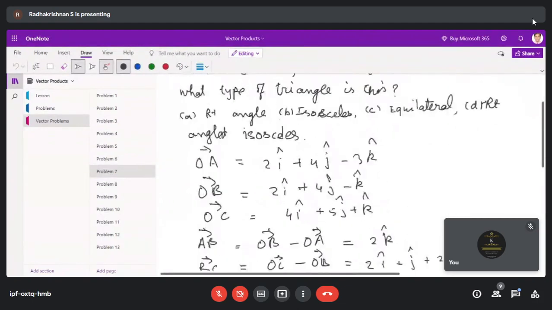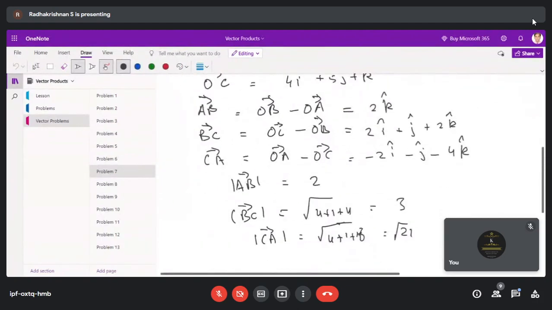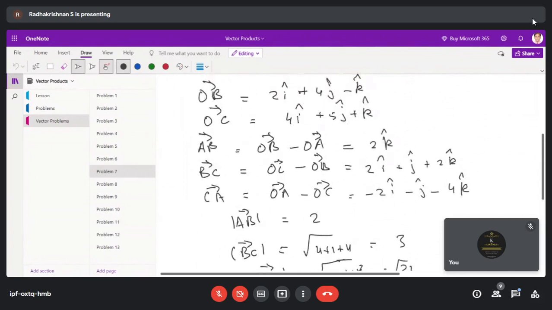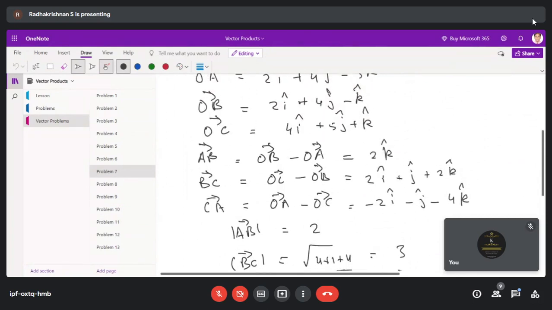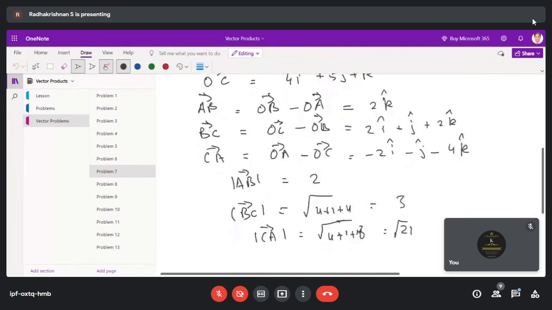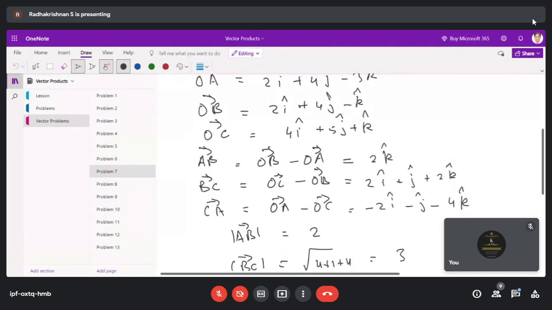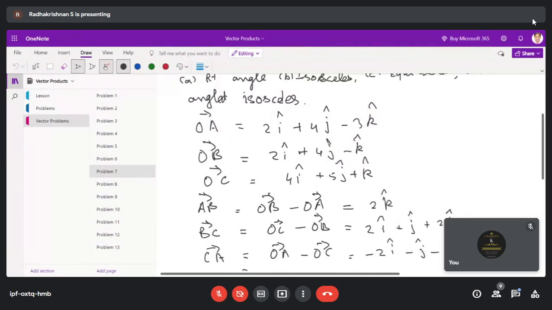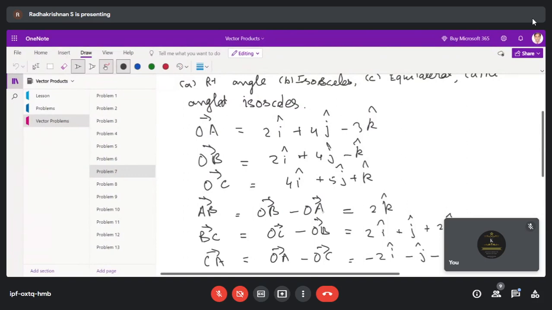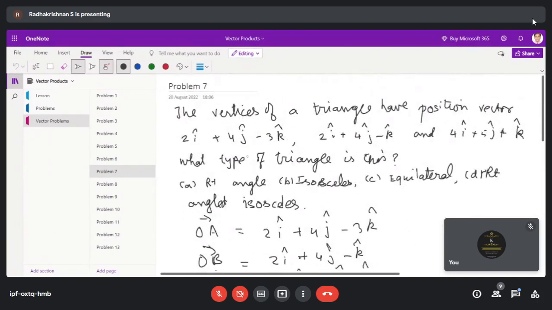Okay. But this is how you do it. You determine the sides. You can see whether it's isosceles or equilateral, etc. Okay. By the time I'll revise the problem so you can work it out once again.